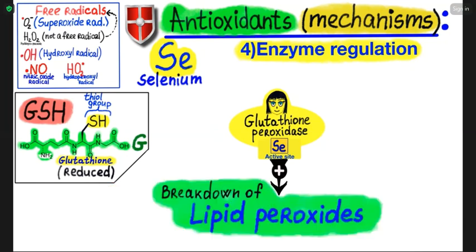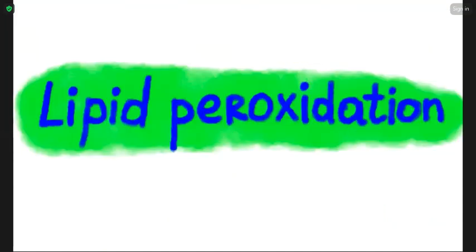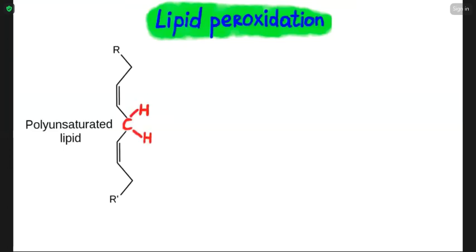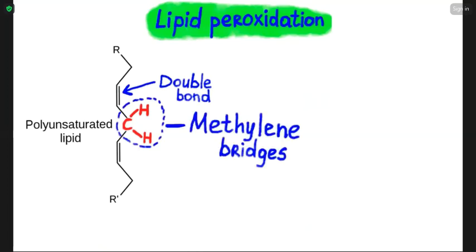The second reaction catalyzed by glutathione peroxidase will be the breakdown of lipid peroxides. But first, let's talk about lipid peroxidation. Lipid peroxidation is the chain of reactions of oxidative degradation of lipids. It most often affects polyunsaturated fatty acids because they contain multiple double bonds in between which lie methylene bridges that possess especially reactive hydrogen atoms.